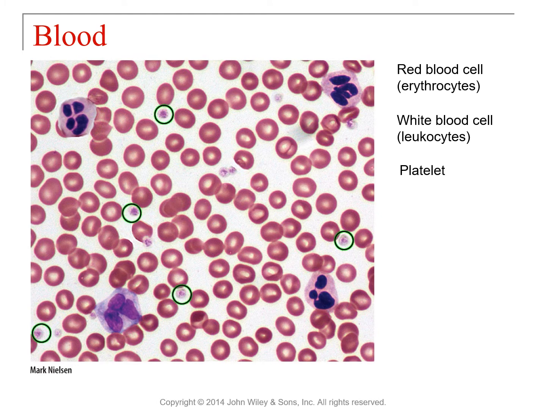Here are examples of platelets. So platelets are fragments of larger cells called thrombocytes. And of course, the remaining space that you see on the slide is blood plasma.